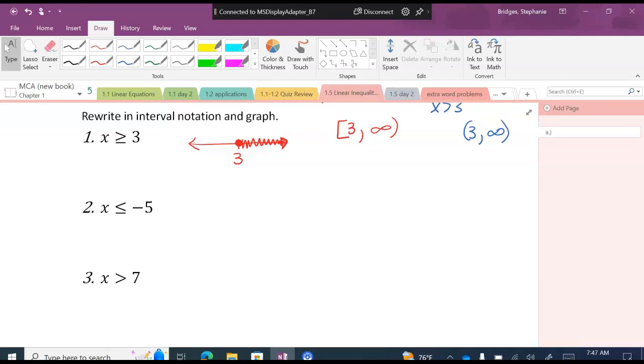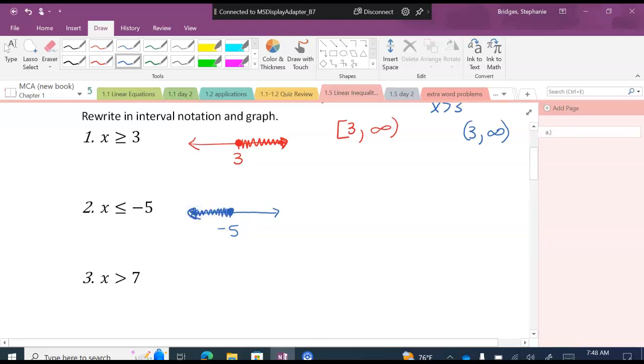It says x is less than or equal to -5. I'm going to put -5 in the middle. Would it be an open circle? Closed. And less than, which way would I shade? To the left. Okay, so I'm going to put a closed circle, and I'm going to shade to the left.